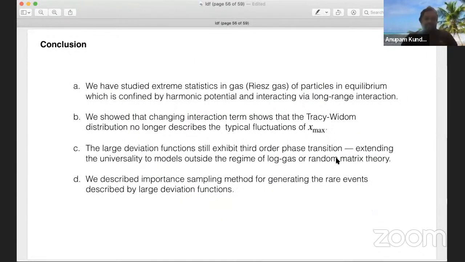Okay, so I'm at the end of my talk. So this is the conclusion. We have studied extreme statistics in a gas of particles in equilibrium, which are confined by a harmonic potential and interacting by long range interaction. We showed that changing the interaction term shows that the Hessian distribution no longer describes the typical fluctuations of X max. However, the large deviation functions still exhibit a third order phase transition, extending the universality to models outside the regime of log gas or random matrix theory. And we also described an importance sampling method for generating the rare events described by these large deviation functions.